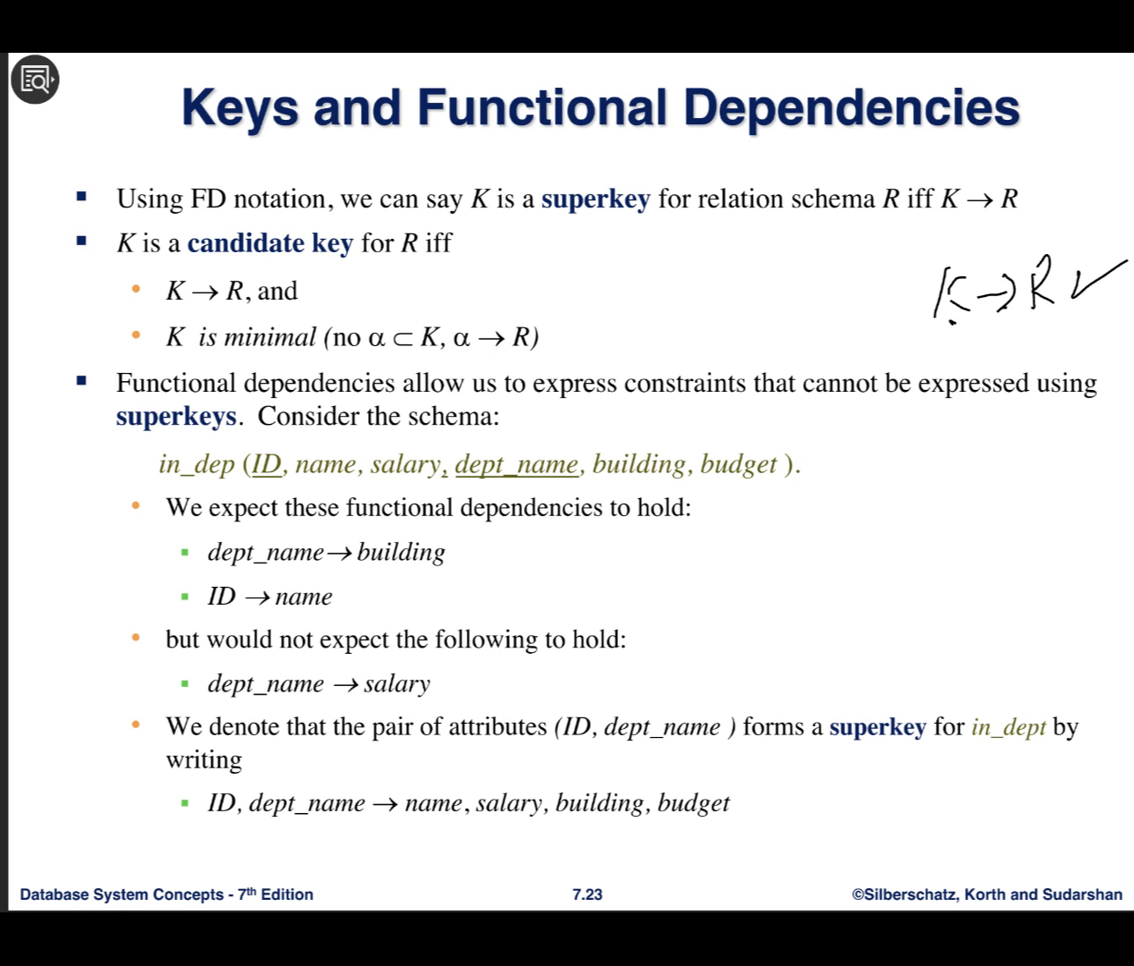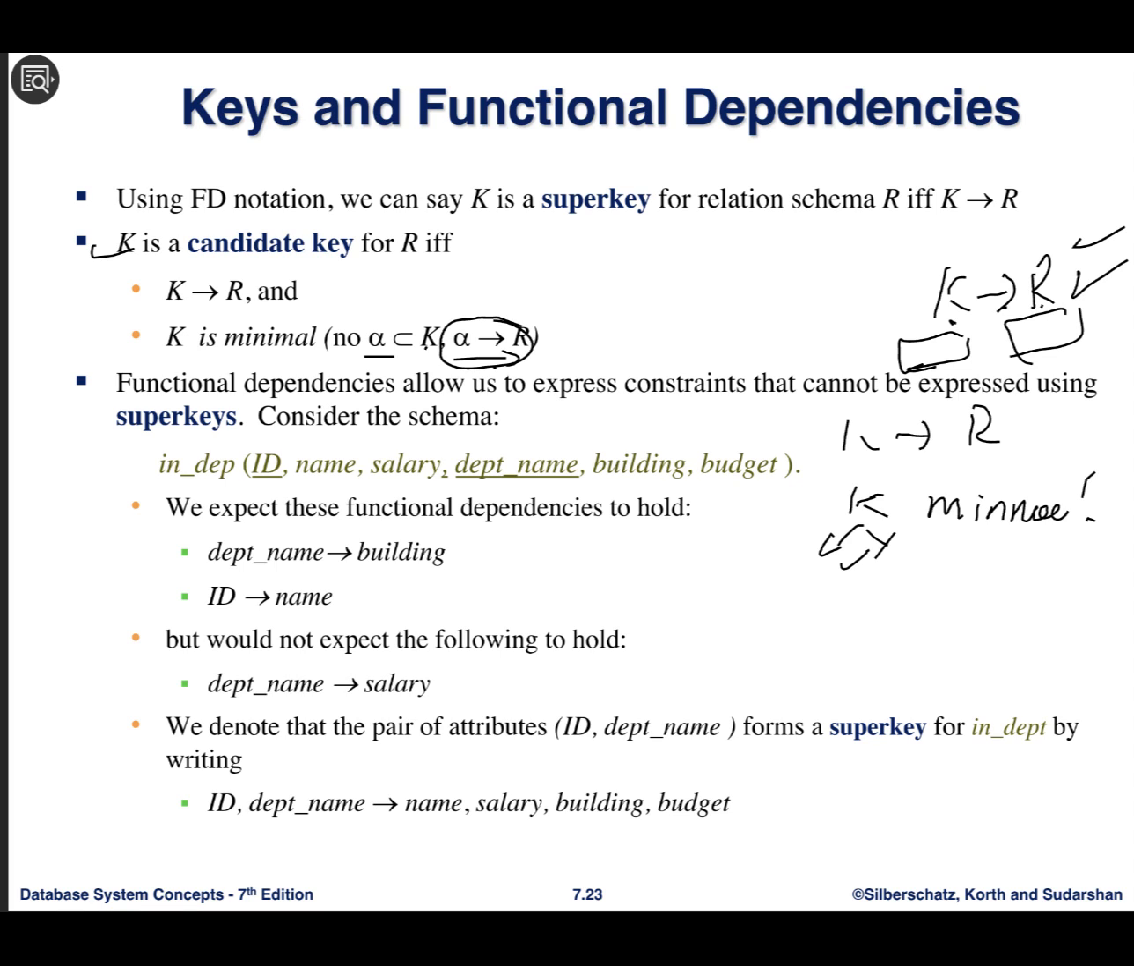If K uniquely determines the entire relation R, uniquely identifying any tuple in R, then K is a super key. In order to find a candidate key, K must be a super key and, at the same time, K must be minimal. Minimal means you cannot break it down to a subset of attributes that can also produce a super key. It is the same definition we used before, but here we use functional dependency. So there is no proper subset alpha of K that is a super key in the relation R. In this case, K is a super key and also a candidate key.